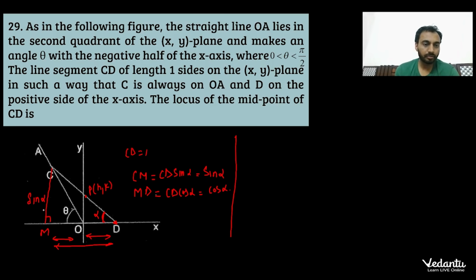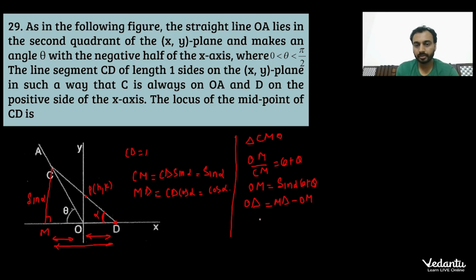OM you can find from this triangle CMO. In triangle CMO, you can write OM by CM is equal to cot theta. So OM is CM cot theta, that is sine alpha cot theta. So this is OM. So you will get OD, which is MD minus OM, equal to cos alpha minus sine alpha cot theta. So this is OD.